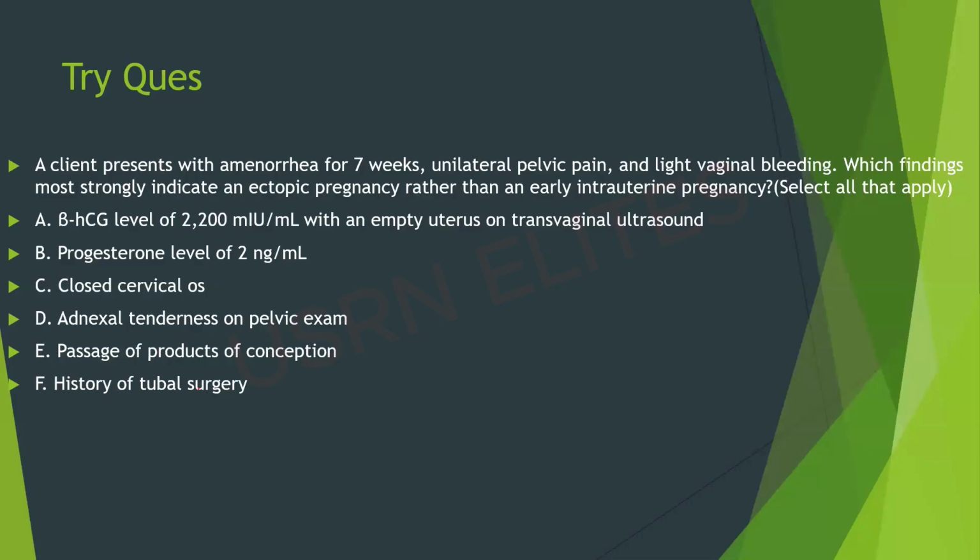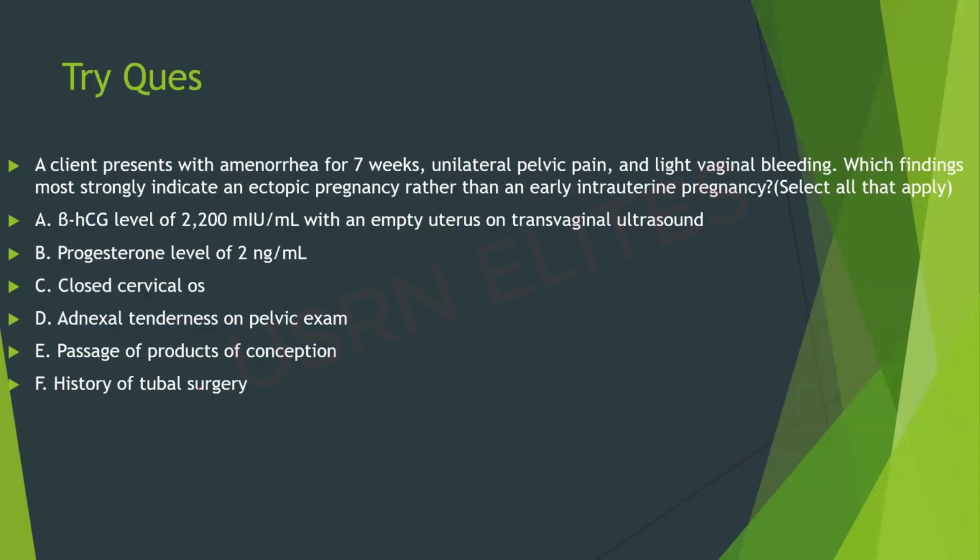A, B, D, and F. Okay, why F? Because you made mention, maybe I didn't hear you right, that it's a risk factor of a person having another ectopic pregnancy after the person has gone for a tubal surgery. Yes, but your question said risk factor is not part. So which findings most strongly indicate an ectopic pregnancy? Then it's A and D.